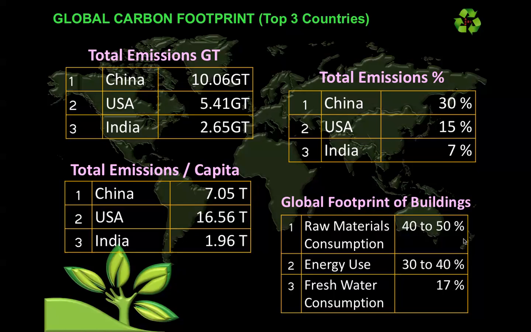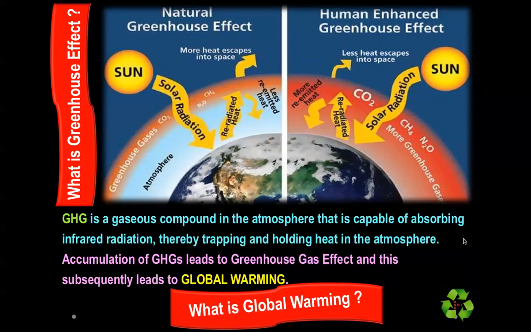So this is the general scenario, and let us now go to the next slide and try to understand what exactly is the greenhouse gas effect. What is the greenhouse gas effect and what is global warming? Now, a greenhouse gas is a gaseous compound in the atmosphere that is capable of absorbing infrared radiation, thereby trapping and holding heat in the atmosphere. Accumulation of greenhouse gases leads to the greenhouse gas effect, and this subsequently leads to global warming.